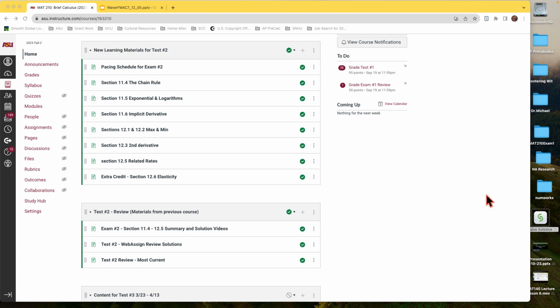So I thought I'd take you on a little tour of a few things I've updated in Canvas. We're going to look at 12.5 related rates. Again, the technique is not something new. It's going back to implicit derivatives that we did in 11.6. So these things will tie together.